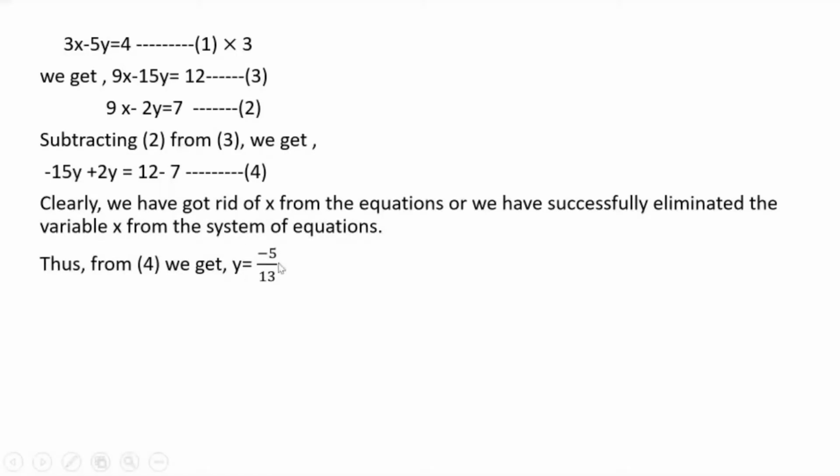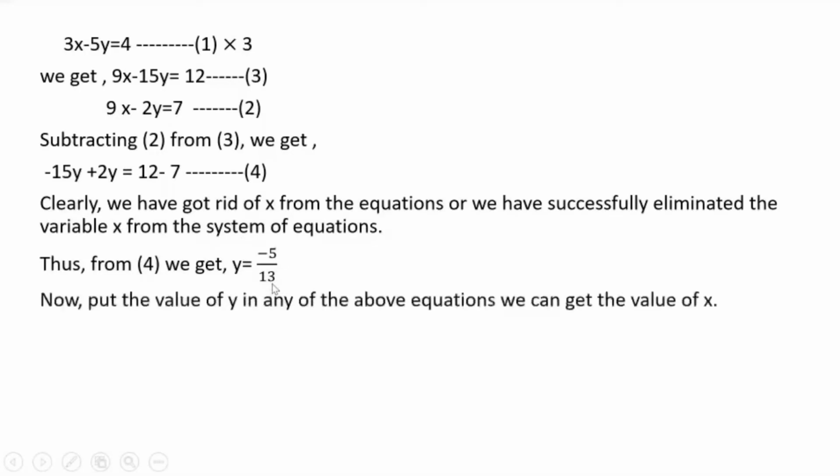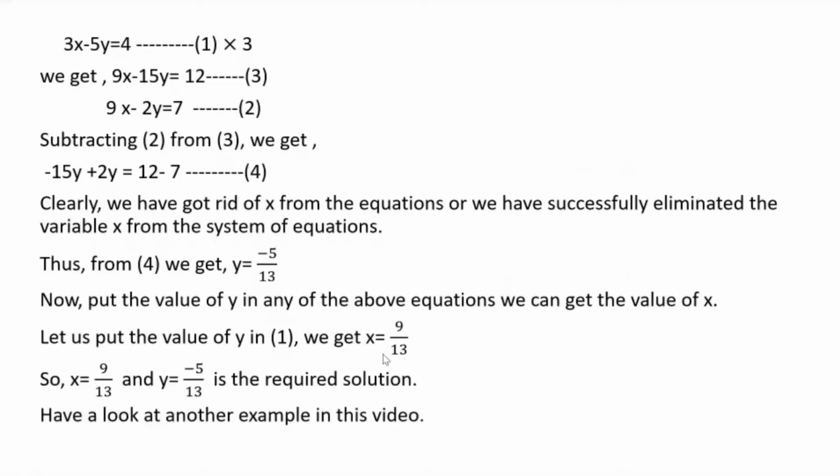I take this value of y is equal to minus 5 by 13 and substitute in any of the equations, the first or the second, it won't make a difference, and I'll get the value of x as 9 by 13. So I've got the two values, x is equal to 9 by 13 and y is equal to minus 5 by 13 by the elimination method. Let us come to the few word problems now.